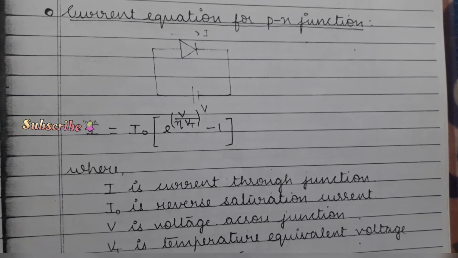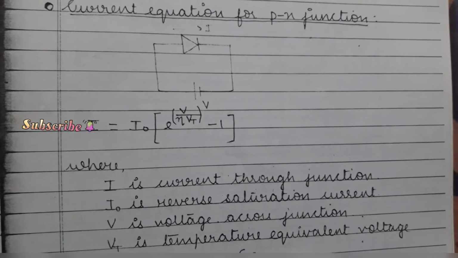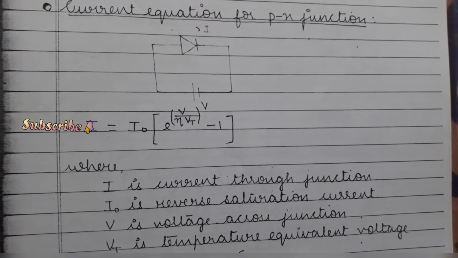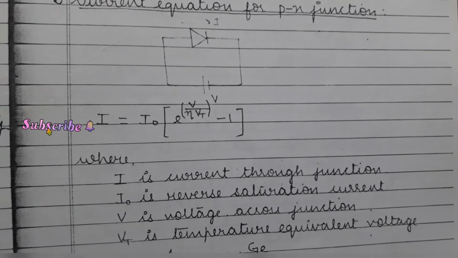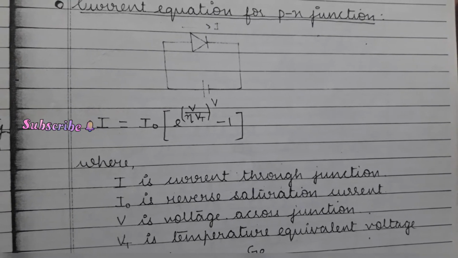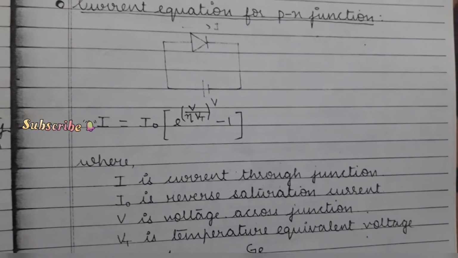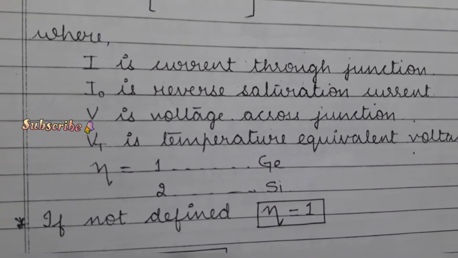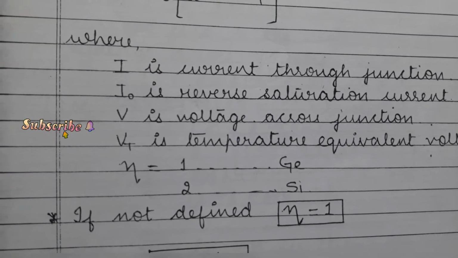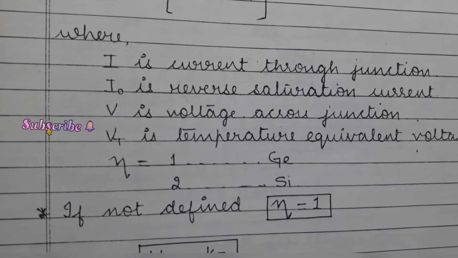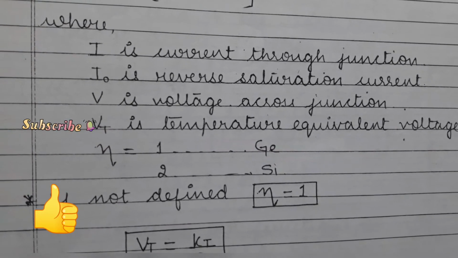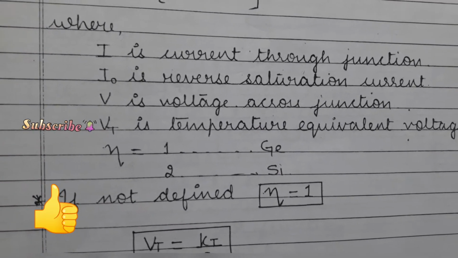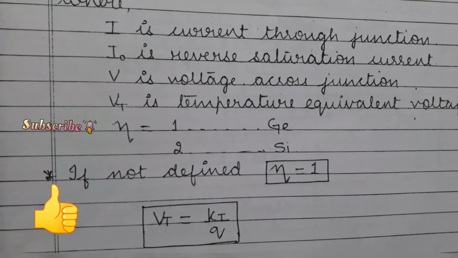Now we discuss the current equation for the PN junction. This is the circuit diagram of the PN junction. For forward bias, I equals I naught times (e to the power V by eta Vt, minus 1), where I is the current through the junction, I naught is the reverse saturation current, V is the voltage across the junction, Vt is the temperature equivalent voltage, and eta equals 1 for germanium and 2 for silicon. If not defined, eta equals 1.